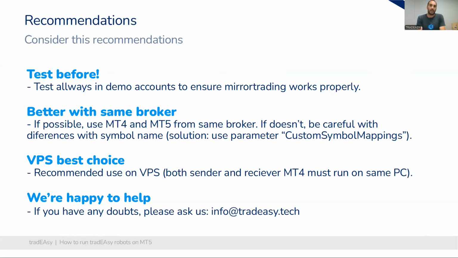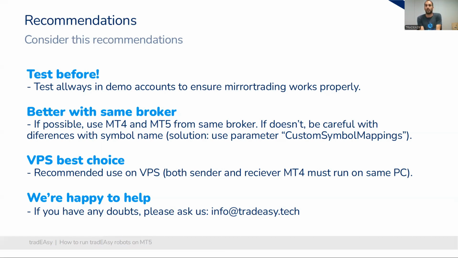The second recommendation is that, if possible, we use both MetaTrader 4 and 5 from the same broker. This will help us avoid what I mentioned earlier, which is having differences in the names of the symbols. If it's not possible and we're working with a different broker, keep in mind what we discussed about custom symbol mapping, that is translating the source symbol to the destination symbol, like the example we saw with the IBEX 35 and the NASDAQ, okay?